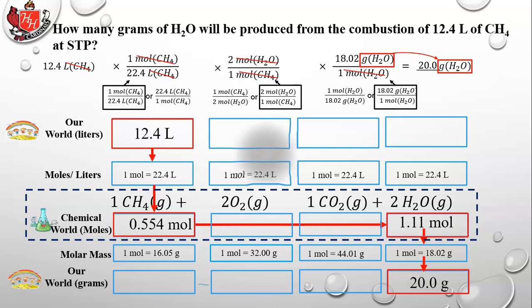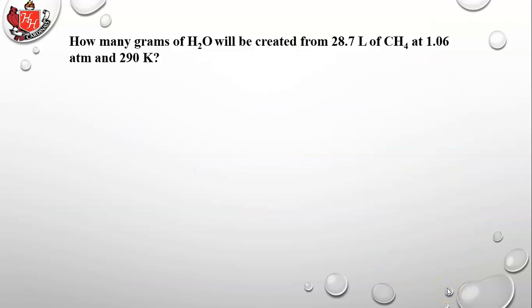Okay, now we're going to go on to the next problem. How many grams of H2O will be created from 28.7 liters of CH4 at 1.06 atmosphere and 290 Kelvin? So you can see that this is not standard temperature and pressure. Standard temperature is 273 Kelvin and standard pressure is 1 atmosphere.